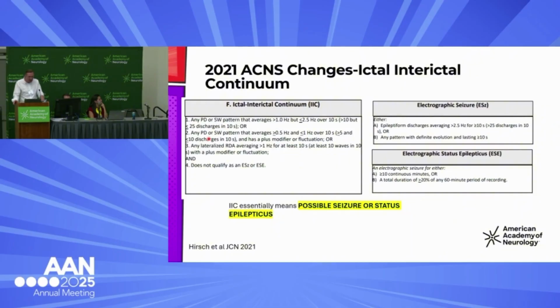And then lateralized rhythmic delta activity that's greater than 1 hertz, lasts 10 seconds, has a plus modifier or has fluctuation. So it's not quite evolving in the way that we would canonically associate with a seizure, but it's not static. It kind of moves around a little bit. We're always a bit more suspicious that that's going to eventually evolve into a seizure.